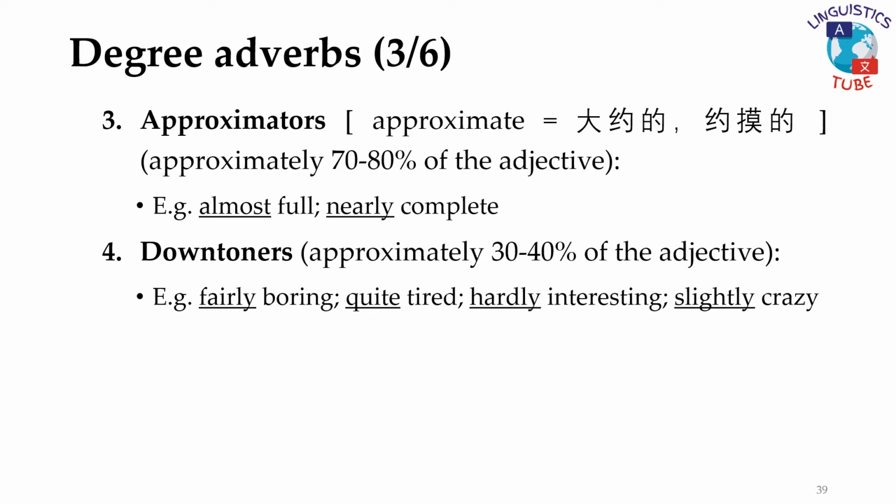And finally, the adverbs which convey the smallest amount of the adjective are called downtoners. These words express approximately 30 to 40% of the adjective. Here are some examples. Fairly boring, quite tired, hardly interesting, slightly crazy.